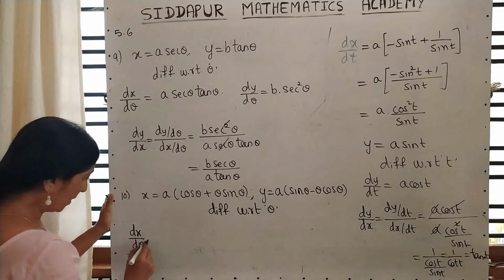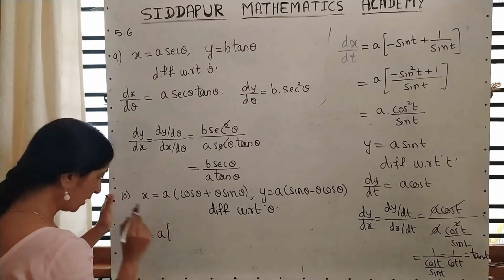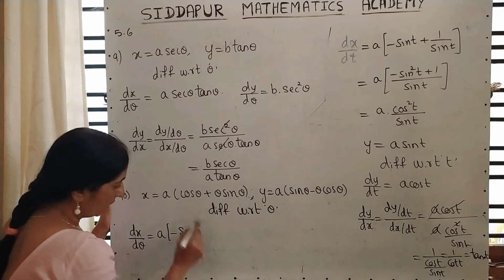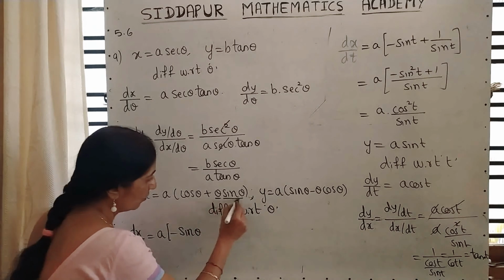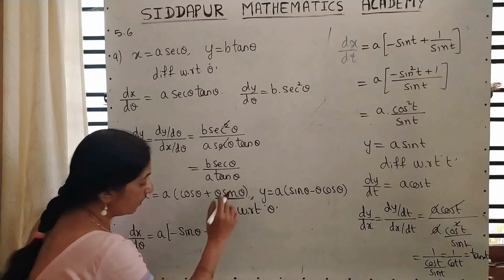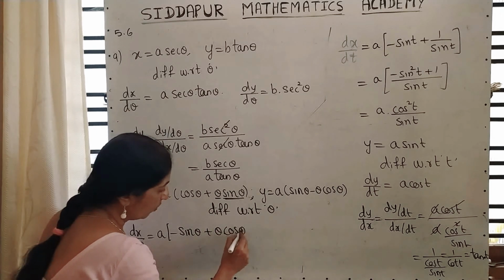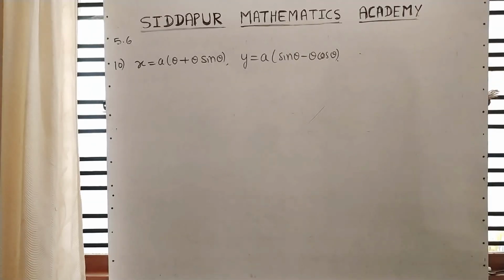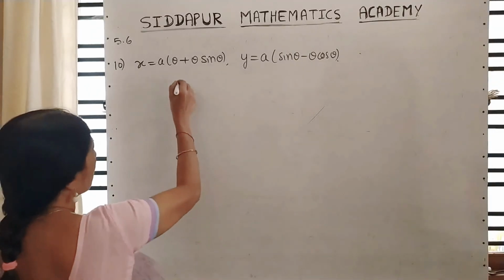dx upon d theta, a constant in the bracket. Differentiation of cos theta is minus sin theta. See, this is u, this is v. Theta as it is. Differentiation of sin theta is cos theta plus sin theta. This is the next example, the 10th one.